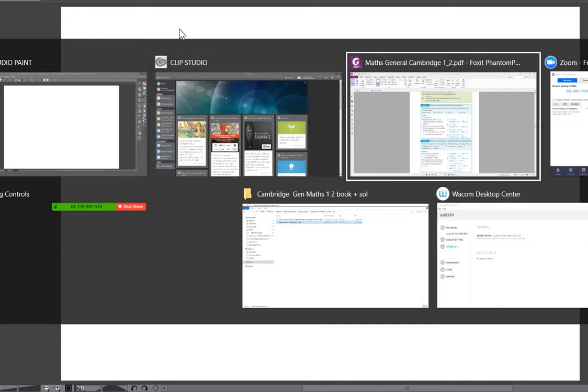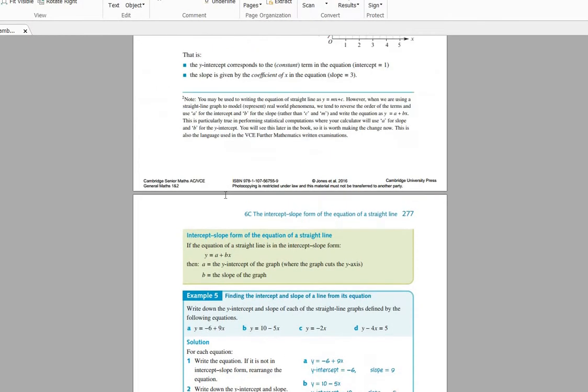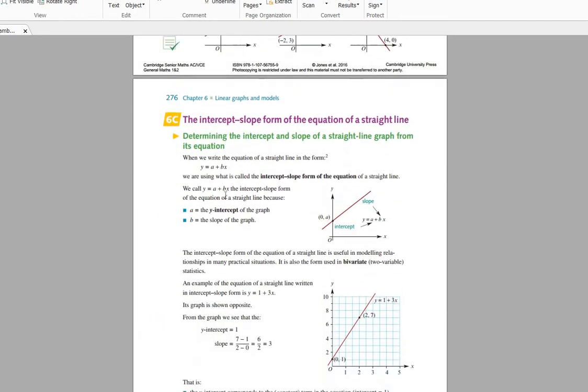Alright, so today we will continue from our last discussion on slopes and gradients. We'll start with exercise 6C now. The intercept slope form, or I call it the slope intercept equation.